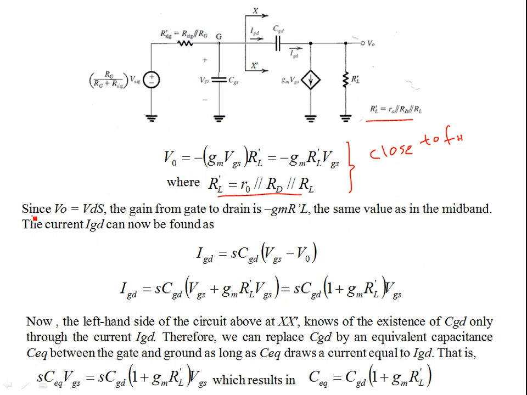Since V naught is VDS, this terminal is the drain node of the MOSFET. So this can be written as VDS as well, because the source node is set to 0. This V naught equal to VDS is the gain from gate to drain. If we consider VDS or V naught, it is the same, so that's also the gain.